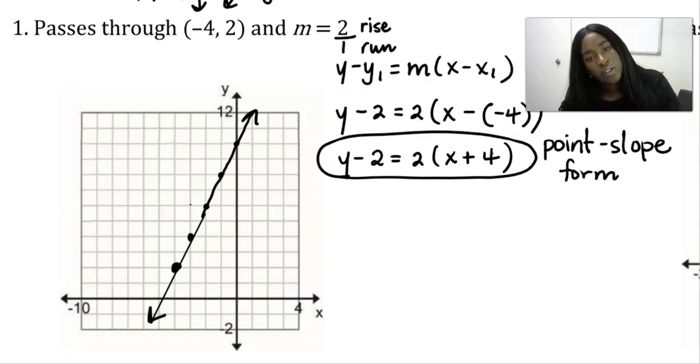Okay, now let's also write the line in slope intercept form. What do we have to do to have the line in slope intercept form?